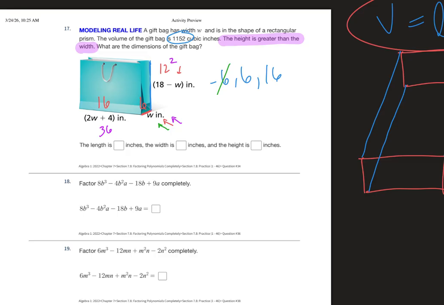Now, remember earlier when I said this is important? The height is greater than the width. So here's what we just found out. It's not that, because the height would be 2 if we used 16. Okay? So it is all of these red dimensions. So let's see, the width is 6. The length is 16 and the height is 12. You have to answer in this order.